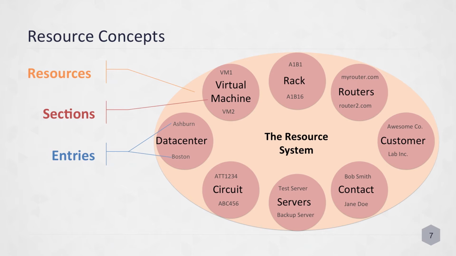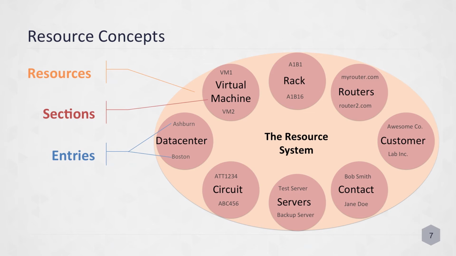It has a specific name, it might have an IP address, a physical address, or additional descriptive data that is associated with it. Here, we can see that under the Data Center section, we have two entries. One is the Ashburn Data Center, the other is the Boston Data Center. And under Servers, we have entries for Test Server and Backup Server.